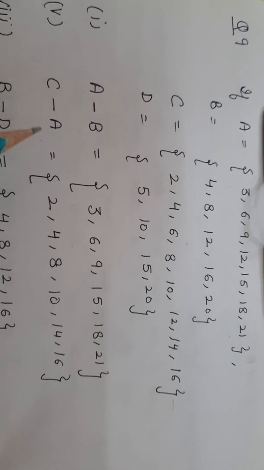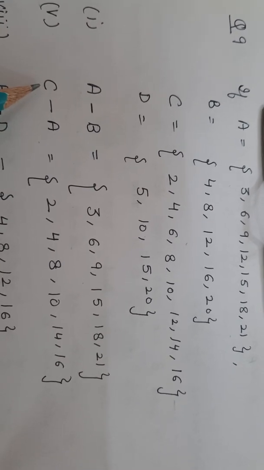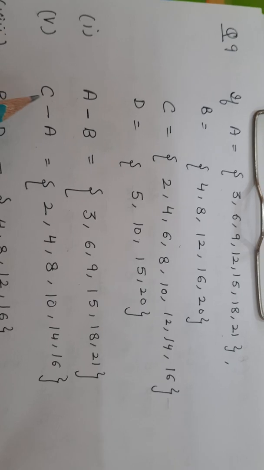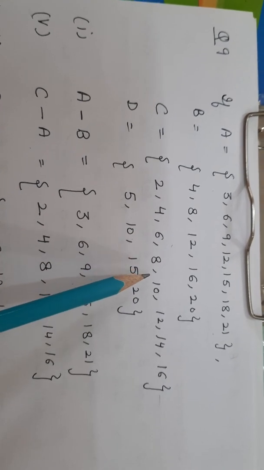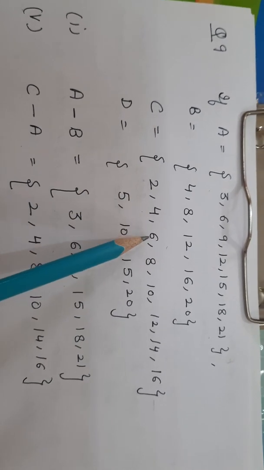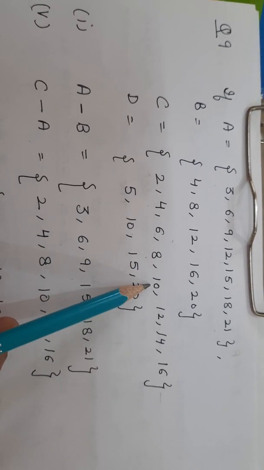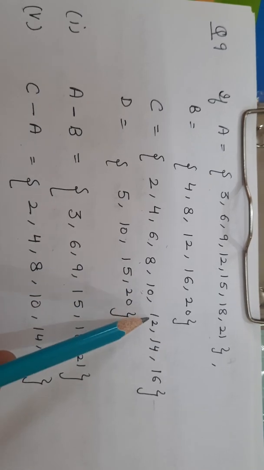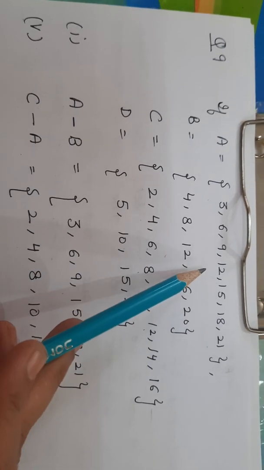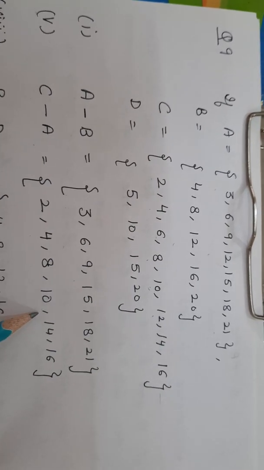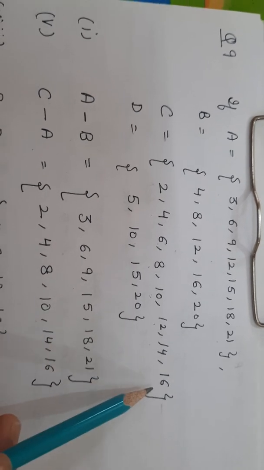C minus A. The elements which belong to C but not to A, which are in C but not in A. So 2, 4. Now 6 is here, so you will not write this. 2, 4, next is 8, then 10. Sorry, 10. This 12 belongs to C as well as it belongs to A. So you will not write here 12. Next is 14 and 16.